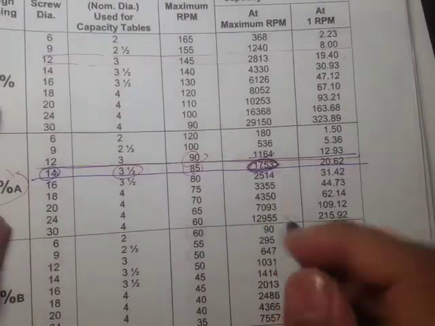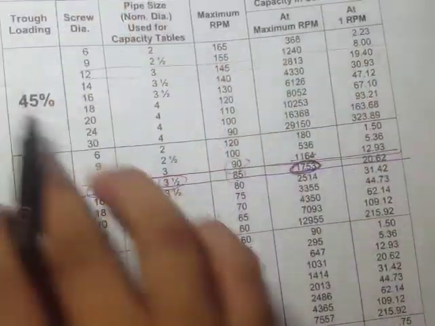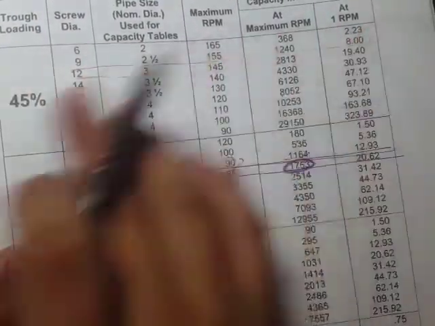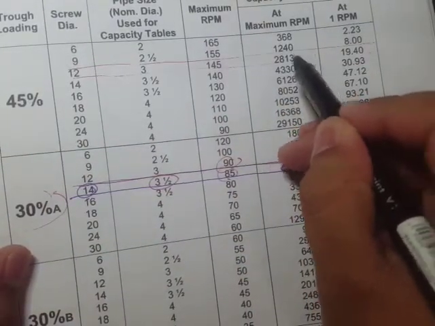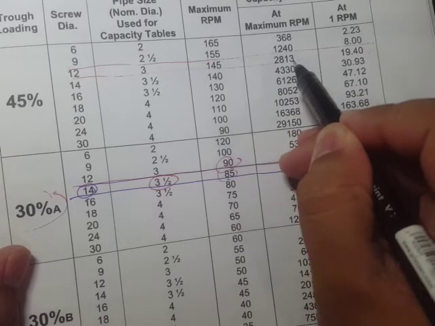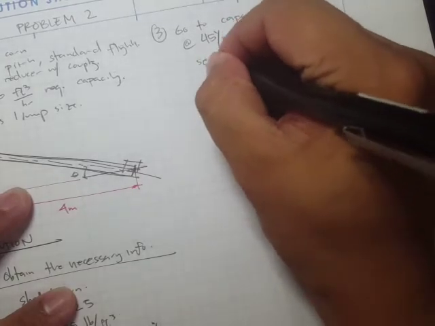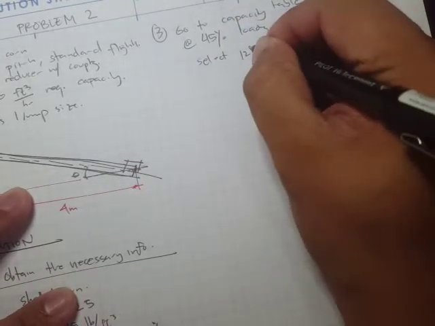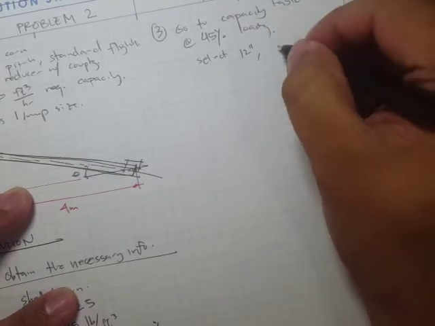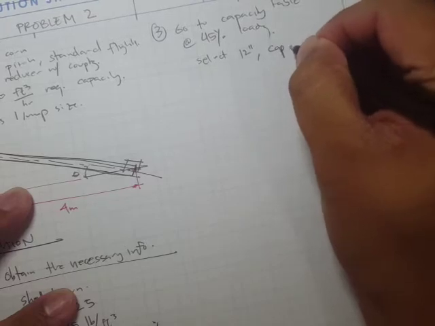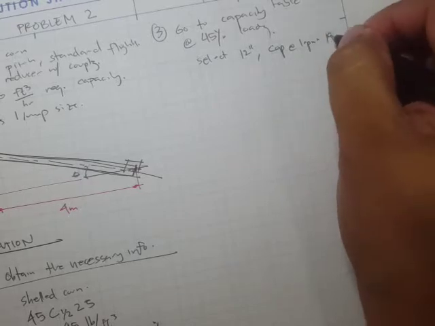Okay, so we have a 2,700, and of course we have to look only in this rule, the 45% rule, and we have this. We can select this capacity, 2,813 capacity. So we can select a 12 inches, and then capacity at 1 RPM is equal to, that's 19.4.